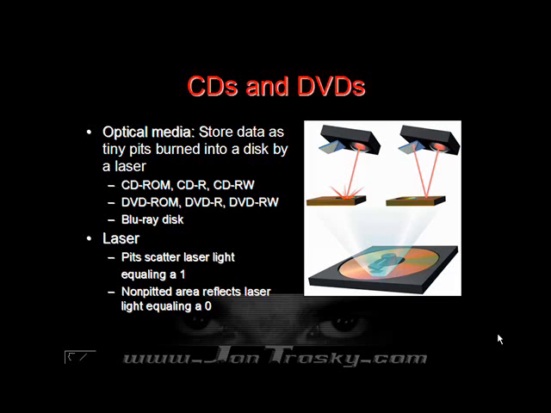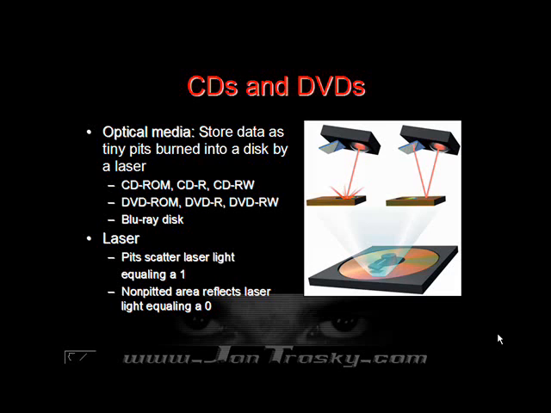CD-ROM is a read-only disk. A CDR is a writable disk. A CDRW is a rewritable compact disc. A DVD-ROM, likewise, is just a read-only disc. A DVD-R is a DVD recordable disc, but it can only be written on once. A DVD-RW can be written on several times.